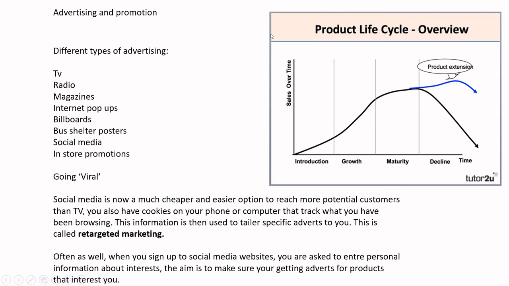Okay, so there's a few different ways of doing it. Obviously TV being the main kind of advertising. Then you've got radio, magazines, pop-ups, billboards, posters, bus shelters. Social media is now such a big one with influencers and that type of thing. And then in-store promotions, we have the stands at the end of the aisles or at the tills themselves. There's also the idea that companies try and go viral, particularly over social media, which doesn't always work because people don't always know what is going to go viral.